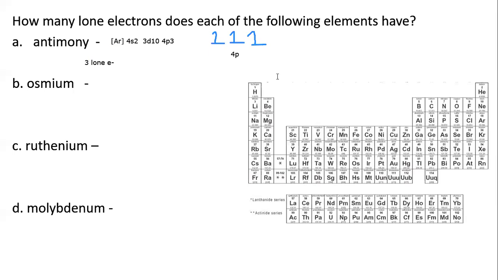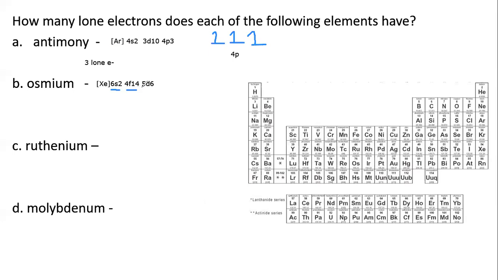Next we go to osmium. Osmium is located here on the 6th row. It's a transition metal. So again, we're going to start by writing the electron configuration of osmium. It's going to be xenon 6s2 4f14 and 5d6. Now again, you see that the 6s orbital and 4f orbital are completely filled, so we know that there's not going to be any lone electrons from those 2 orbitals.